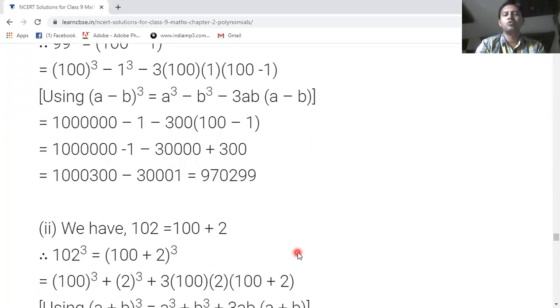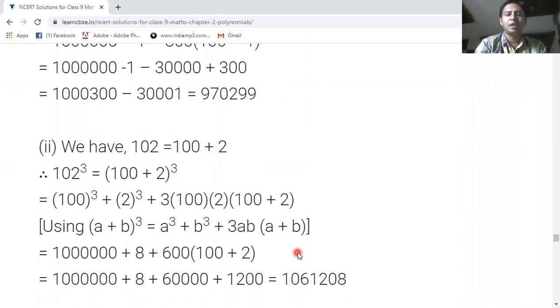(100 + 2)³. We will apply the identity of (a + b)³ = a³ + b³ + 3ab(a + b). After substituting the identity, we'll have 100³, that is 10 lakh, plus 2³, that is 8, plus 3 into 2 into 100, that is 600, times (100 + 2).